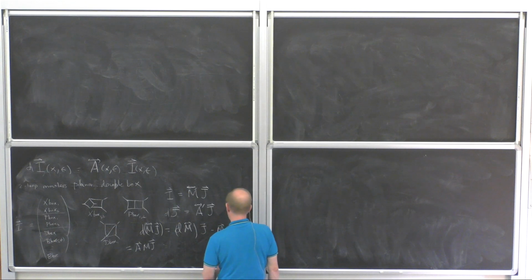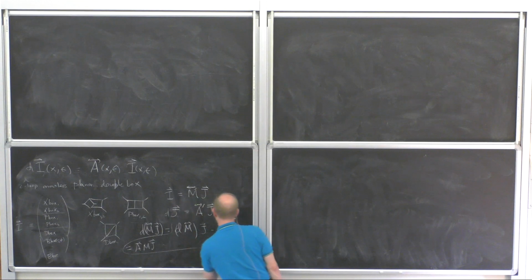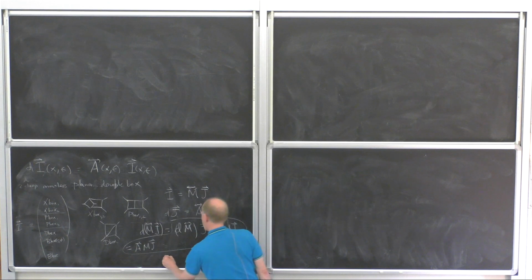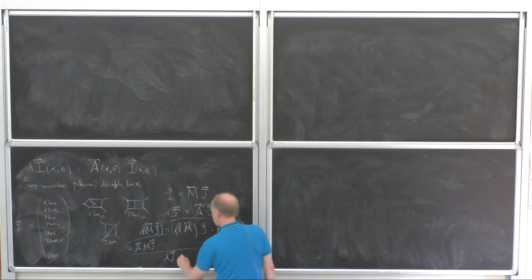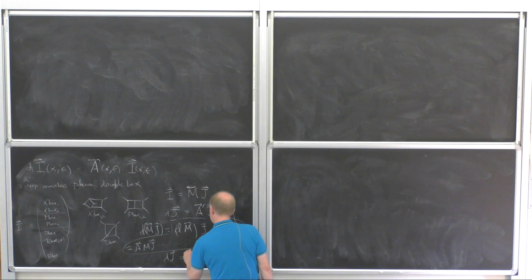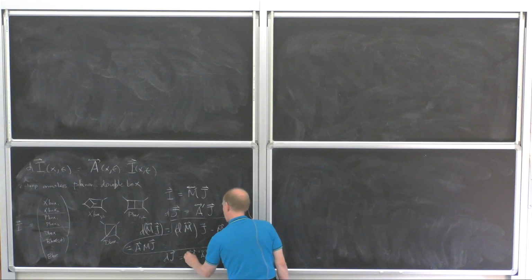So you can now solve for DJ. You have this equation here. You can multiply by M inverse, and that will isolate DJ. And when you multiply on the left by M inverse, you'll see that there's an M inverse AM, minus an M inverse DM, all multiplying J.